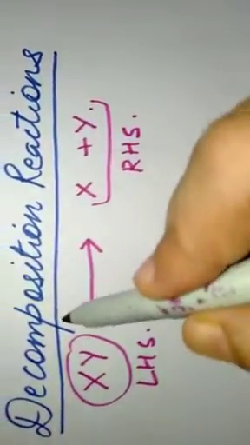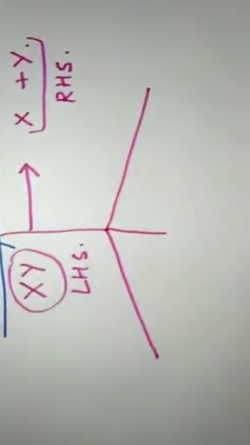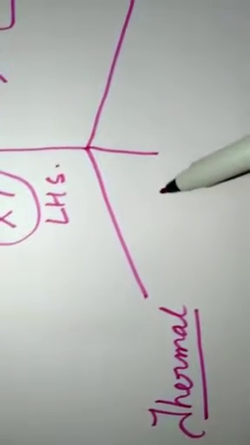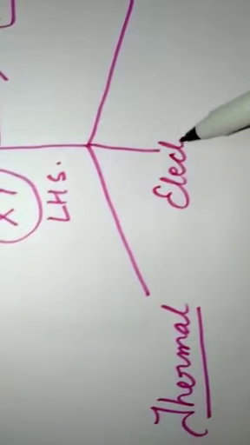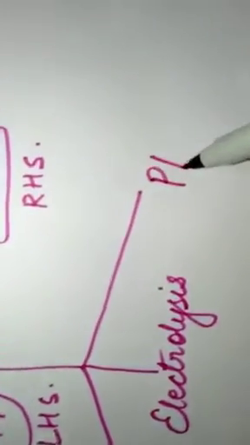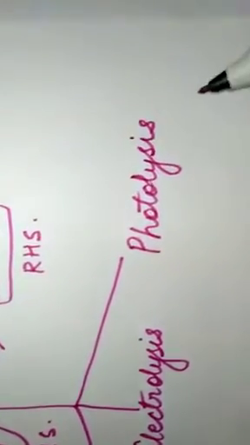Now decomposition reactions are of three types. First one is thermal decomposition. Thermal means heat. Thermal decomposition means if the decomposition is carried out with the help of heat, we call it thermal decomposition. If the decomposition is carried out with the help of electricity, it is known as electrolysis. And if the decomposition is carried out with the help of sunlight, it is known as photolysis. Photo means light, so this is known as photolysis.